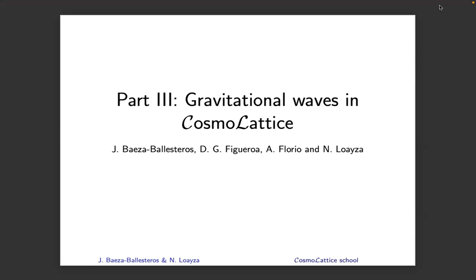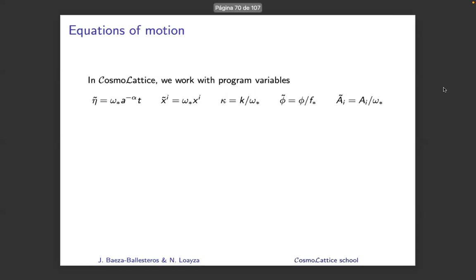Go ahead, please. Okay, so let's go to the last part of this lecture, which will be about how gravitational waves are actually implemented in CosmoLattice. I will give you all where to dig into the code, so you can check how the gravitational waves are being implemented. So let's start by, of course, defining what the program variables are.